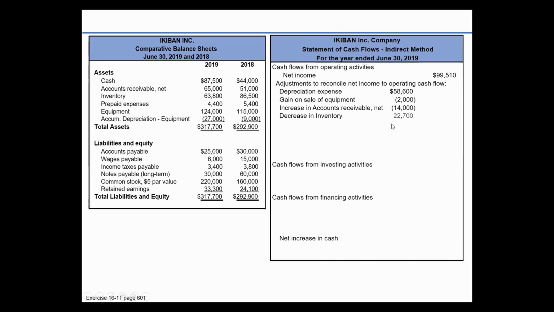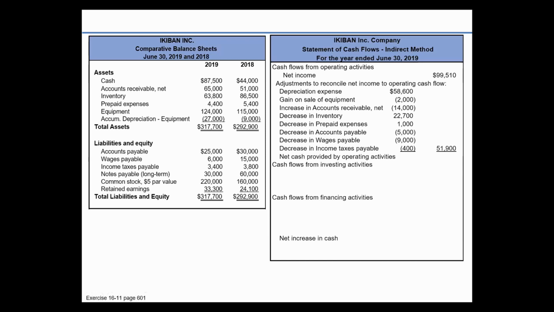The decrease of inventory, 22,700. The decrease of prepaid expenses of 1,000. Decrease in accounts payable, 5,000. Decrease in wages payable, 9. Decrease of income tax payable, 400. So then we get the total of all of these is 51,900. So we have the net cash provided by operating activities of 151,410 because we add 51,900 up here to the net income. And that's how we get the total cash that was provided by operating activities.